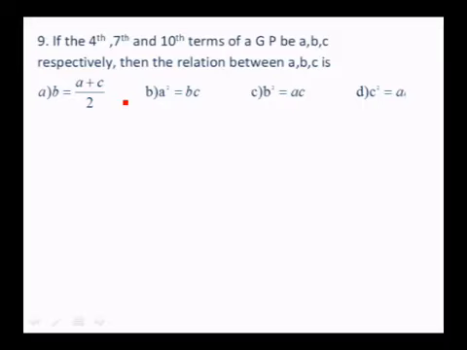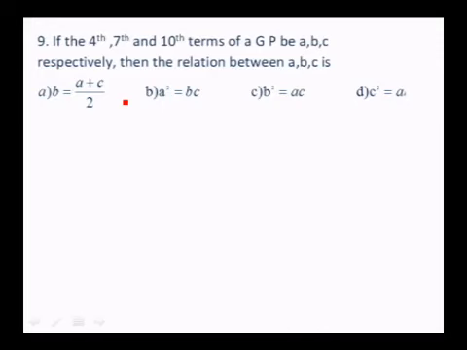Ninth question: if the 4th, 7th, 10th terms of a GP be A, B, C respectively, then the relation between A, B, C is: A) B is equal to A plus C by 2, B) A square is equal to BC, C) B square is equal to AC, D) C square is equal to A.